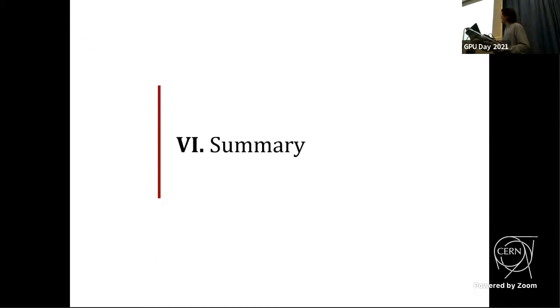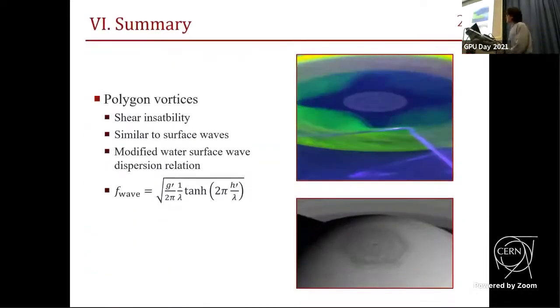Now, I would like to summarize. I talked about polygon vortices, and they are caused by shear instability. From our research, we find that these are quite similar to water surface waves on this tilted surface. Here is a picture of Saturn's North Pole, where I'm sure many of you have heard that there is a hexagon. And if I know correctly, that is a quite similar phenomenon to this, caused by shear instability as well.